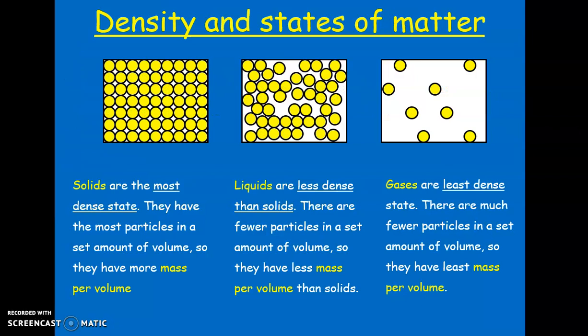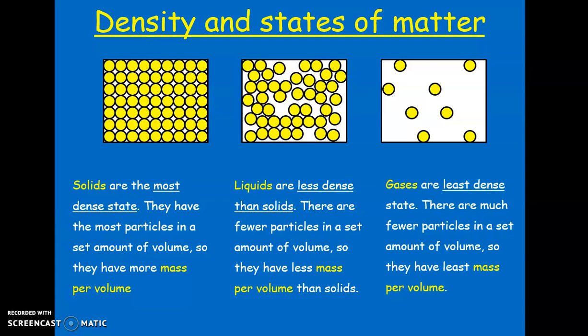Last lesson we talked about states of matter. We discussed the properties of solids, liquids, and gases. And we talked about the idea that the particles in a solid are very tight together. Liquids, they're still touching, but they can move over each other, and gases, they're very far apart. That property of how the particles are arranged also leads us to determine the density.